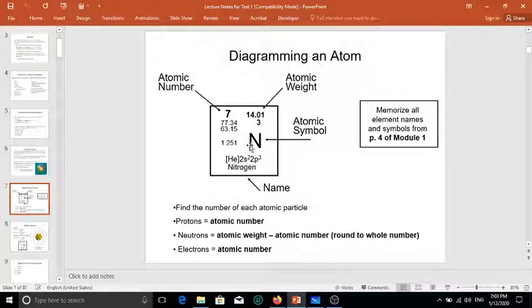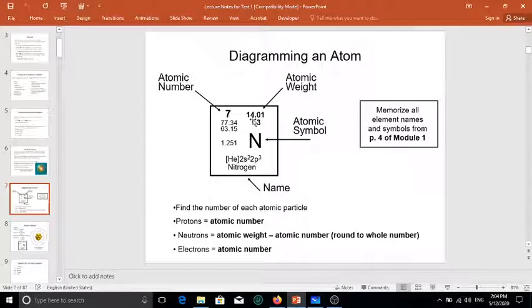Usually there's an atomic symbol, which is the biggest, very big letter, one or two letters. So this is N, which stands for nitrogen. There's usually another big number, either in the upper left corner or right above the symbol in the center, upper part, and that's called the atomic number. There's usually another number called the atomic weight. This is the total weight of this atom in the unit of AMU. Again, AMU stands for atomic mass unit.